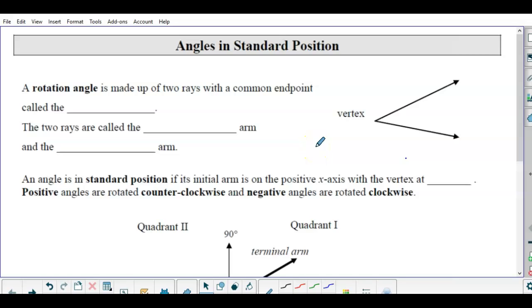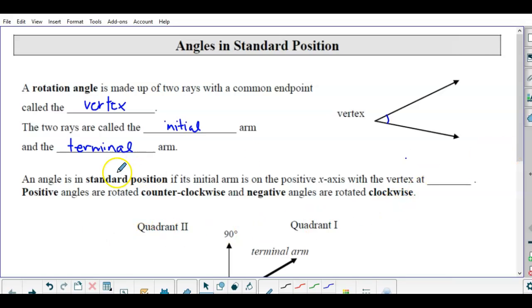A rotation angle is made up of two rays with a common endpoint. So you can see that there's an angle formed. The endpoint there is labeled, it's called the vertex. The first ray is called the initial arm, whatever you draw first. When we draw it on a coordinate grid, it's always in the same place. And then the last arm that you draw is your terminal arm. It's where you end up.